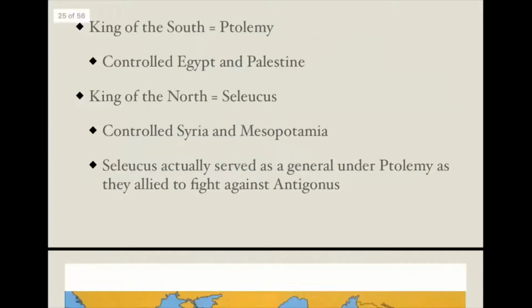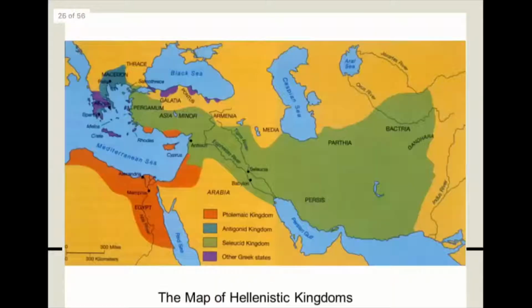I'll show you a map here. This is kind of where things landed after all the different generals were fighting against each other. Antigonus was actually probably more powerful, but because of the alliances between Ptolemy and Seleucus, they were able to defeat Antigonus. But this is where things fell. And Palestine actually ended up under the Ptolemaic kingdom.